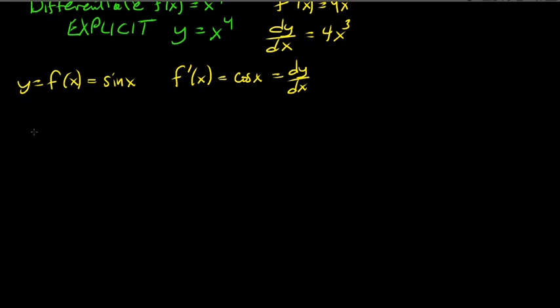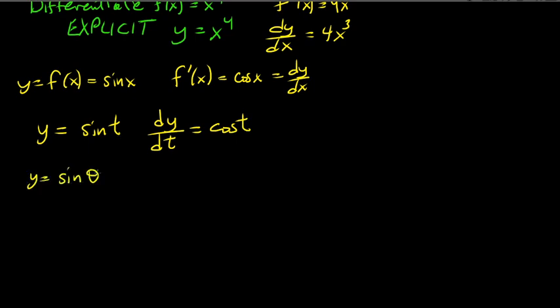So what happens if we have, say, y as a function of t? Could be sine of t. Well then, if I take the derivative with respect to t, you get cosine of t. If this is sine of theta, I want the derivative with respect to theta. That's just going to be cosine of theta. And so on.